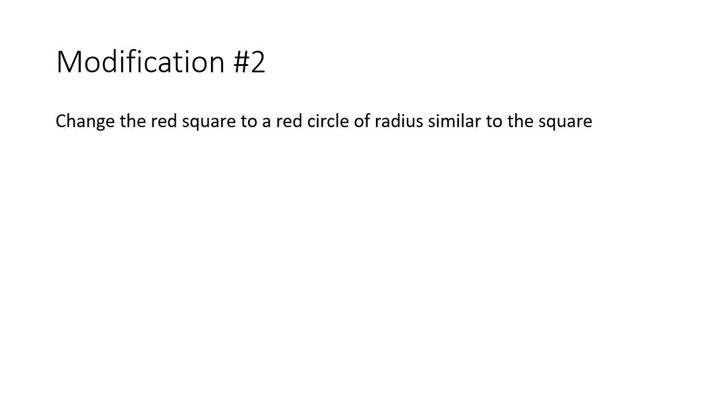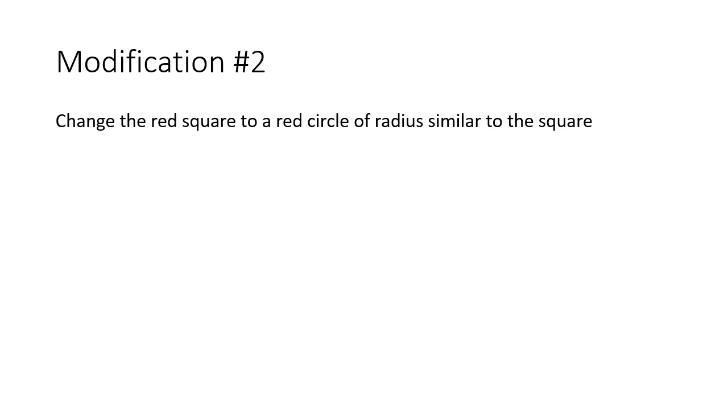So for our second modification, we want to change the red square to a red circle instead and have the radius similar to the side of the square so that the red circle is roughly the same size as the square. Not exactly, a little bit smaller, but roughly the same size. Remember again in pygame that the radius needs to be an integer. So we're looking at a radius of 12 or 13 instead of a side of length 25.